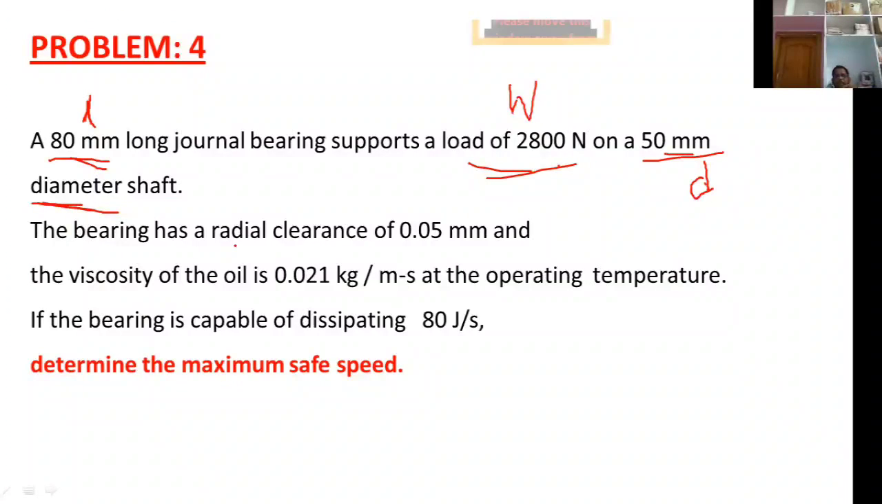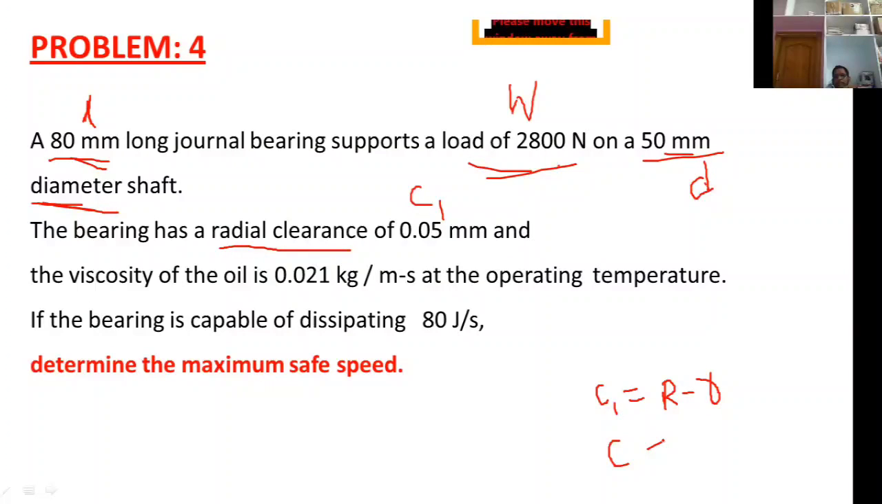Now the bearing has a radial clearance. Radial clearance, C1, means the radius of a bearing, capital R, minus radius of a shaft. Radius of a bearing minus radius of a shaft is called radial clearance. So that value is C1. C1 is given, C1 equal to 0.05. By using this value, you have to find the value of C.